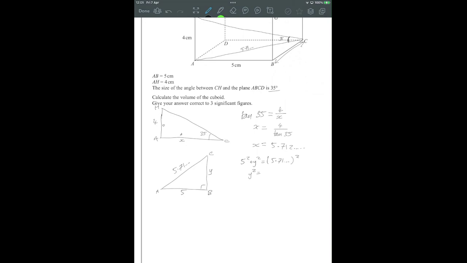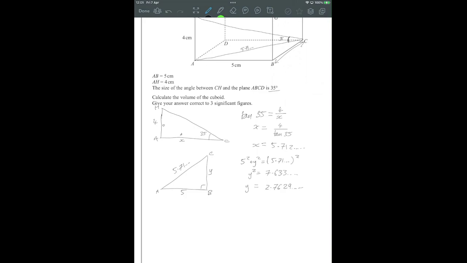So I'm going to type in answer squared minus the 5 squared. That gives me 7.633, etc. Square rooting that to get the actual side length, we get 2.7629, etc. Again, I'm not going to round early. I'm going to keep that as my stored answer.